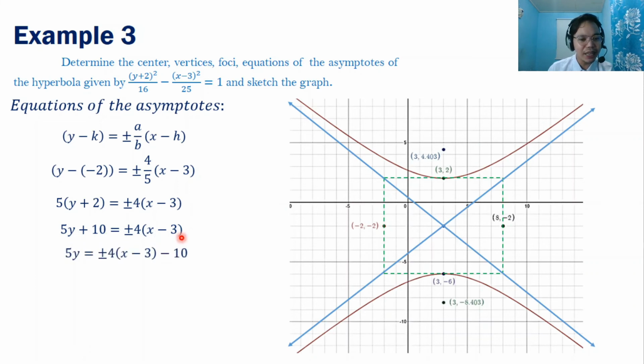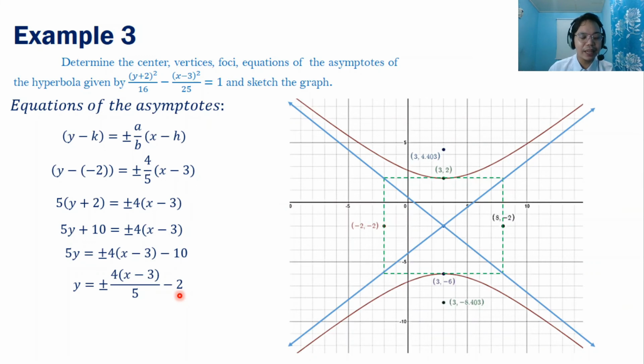Then, i-isolate natin yung y. So, nilipat natin yung 10 sa kabila, naging negative 10. Then, i-divide natin all terms by 5 para mawala yung 5 doon sa katabi ng y natin. So, we have y = ±4(x - 3)/5 - 2. So, saan galing yung 2? Because all terms are divided by 5, lahat sila, including 10. So, 10 divided by 5 is 2.